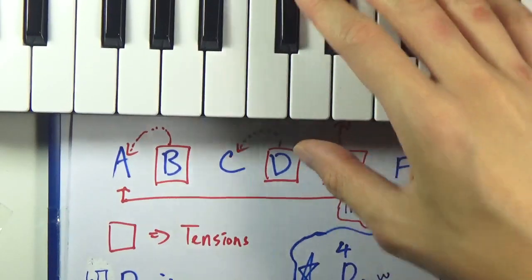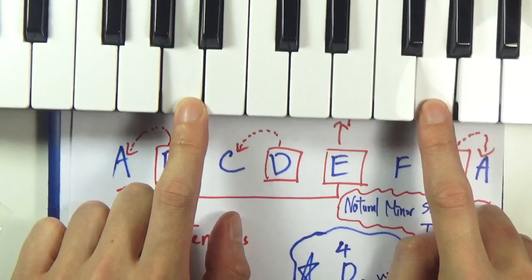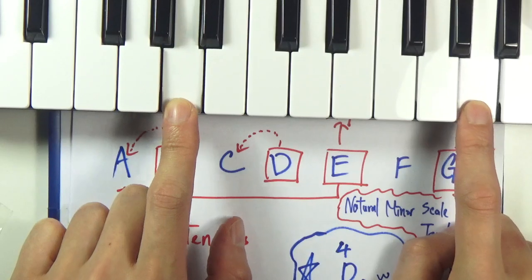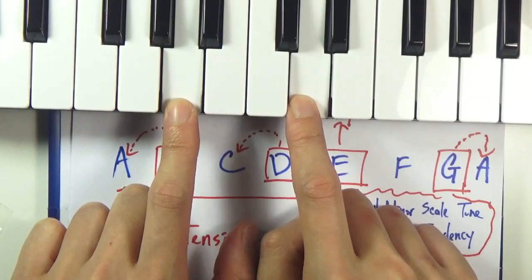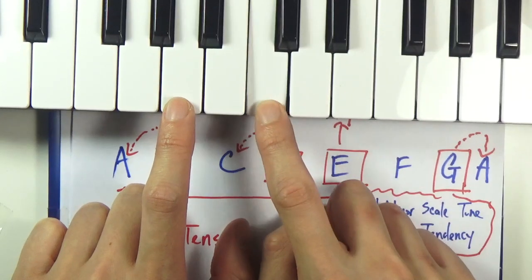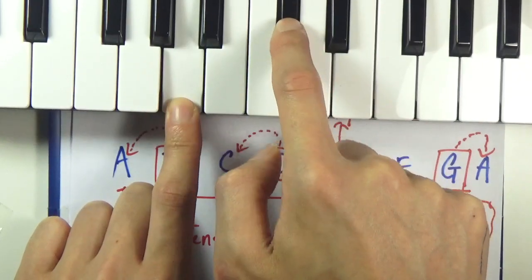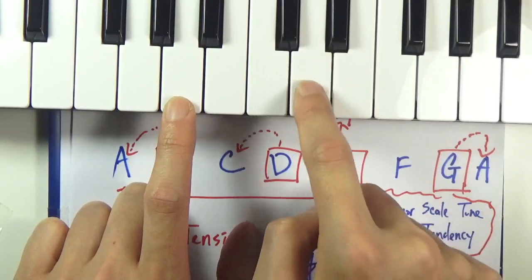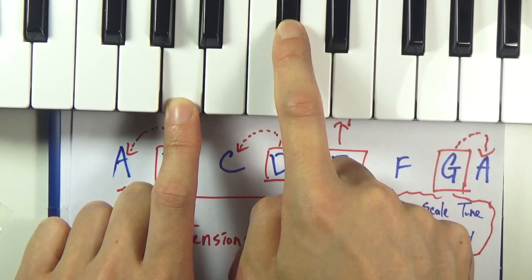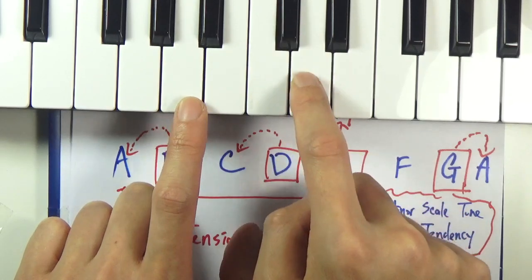And very importantly, the G, the flat 7 here, has a weak resolution up to the A. So does the D here. It has a weak resolution to C, because of the simple fact that D to C is actually a whole step instead of a half step. If it were a half step, the resolution would have been much stronger. That's a half step resolution, much stronger. Half steps are always much stronger, simply because they're closer.